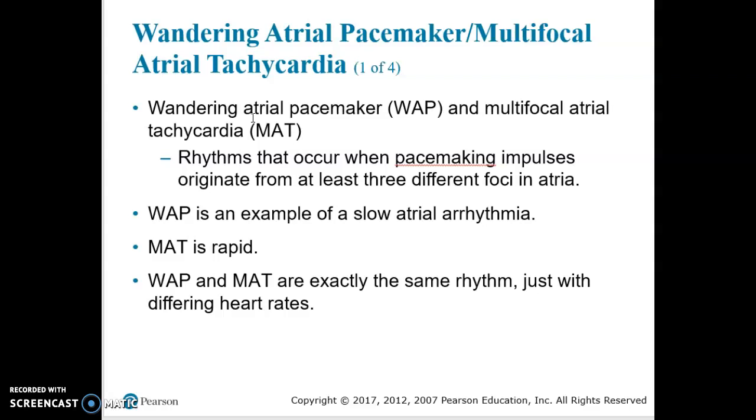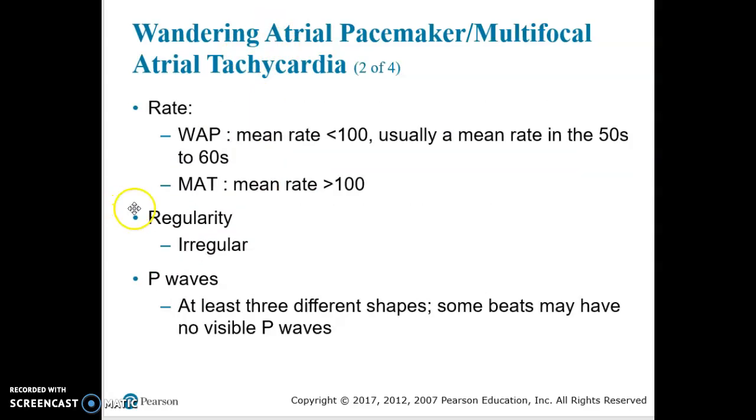Each focus produces its own unique P wave, and you're going to see this on the rhythm strip because we're going to have those three different shaped P waves. And so with wandering atrial pacemaker, we have three different shaped P waves. The difference between wandering atrial pacemaker and multifocal atrial tachycardia is that MAT, multifocal atrial tachycardia, has a faster heart rate. So we have criteria here that we're gonna look at and we're gonna go through. And guys, you have to know this criteria to be able to apply it.